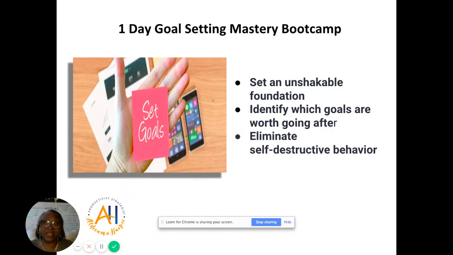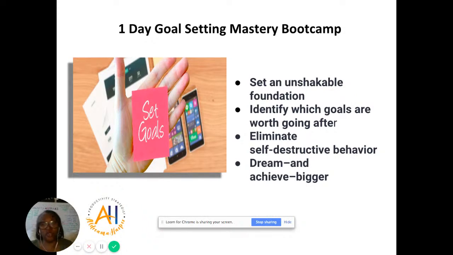You're going to be able to eliminate self-destructive behavior. This is so key. I had a conversation with a friend of mine, and we were talking about mindset. Mindset is 95% of your success. If you don't have the right mindset, you can do all of the things that are right and still never achieve your goals because you don't have the right mindset. And eliminating self-destructive behavior has a lot to do with mindset. And so we're going to help you in this boot camp to eliminate this self-destructive behavior that shows up when you're wanting to achieve your goals.